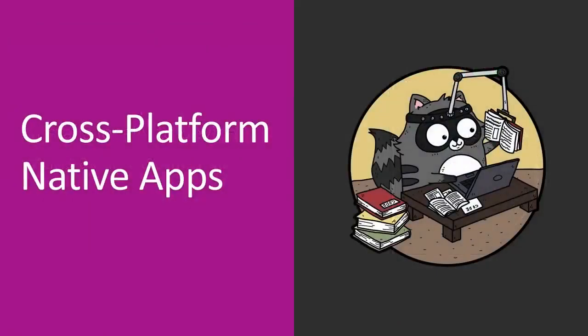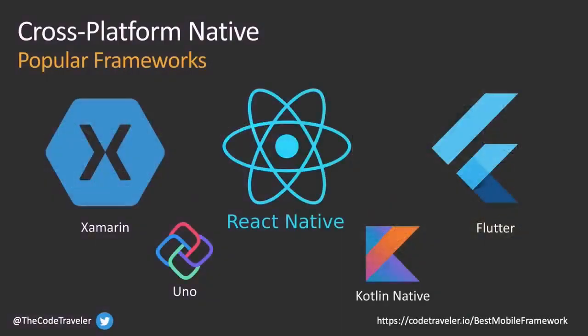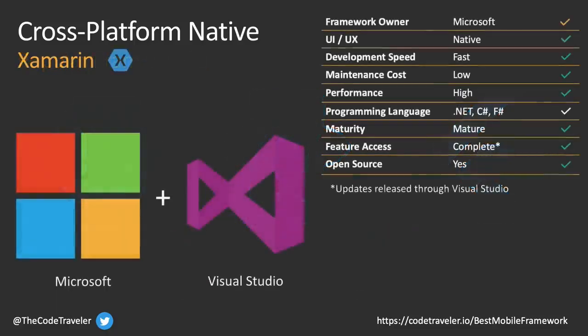Now, the last category we'll discuss is the cross-platform native apps. These are frameworks that allow us to still create a totally native application. They give us access to every single iOS and Android API, but they allow us to write the app in the same code base so that we can share code between our iOS and our Android apps.